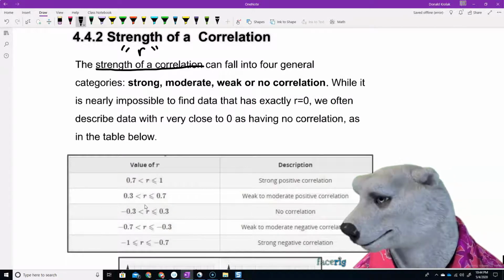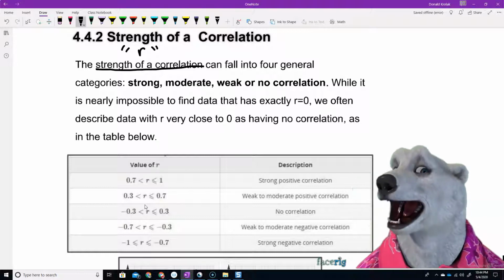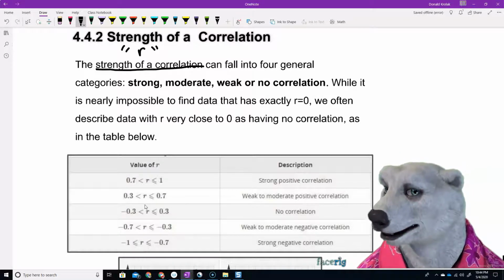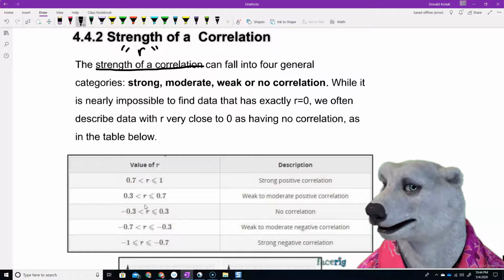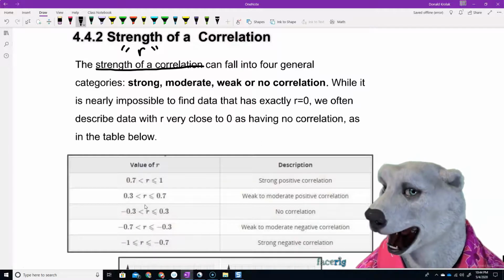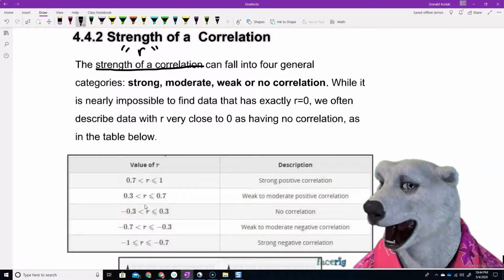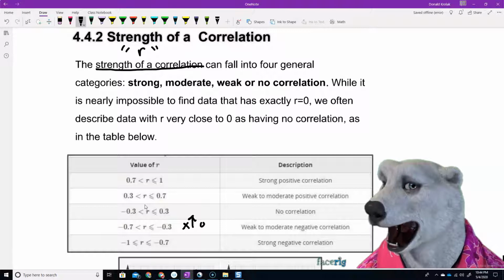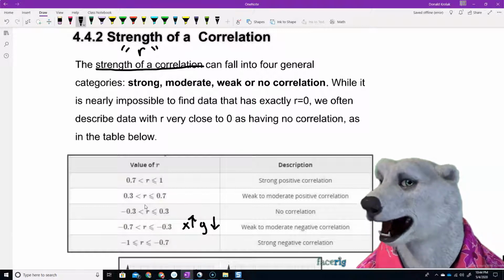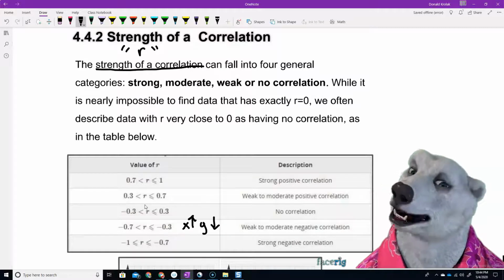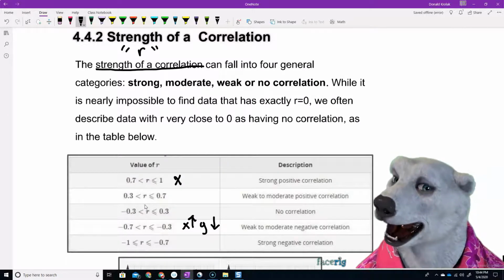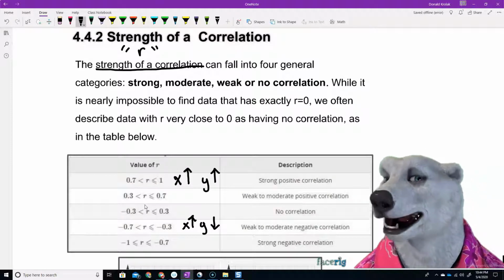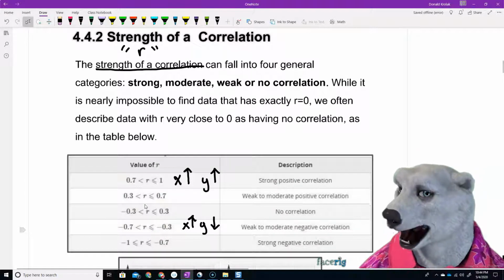So remember, a negative correlation means if the independent variable is increasing, the dependent variable, the y, is going to be decreasing. So as x increases, the y value, which is your dependent, is going to decrease. When it's a positive correlation, as x goes up, y goes up as well. Okay? A perfect negative correlation would be -1.